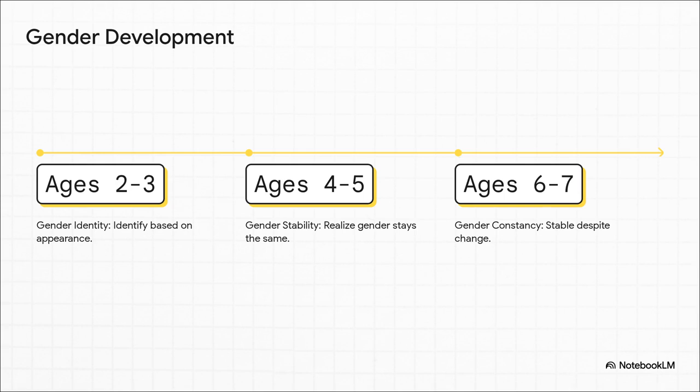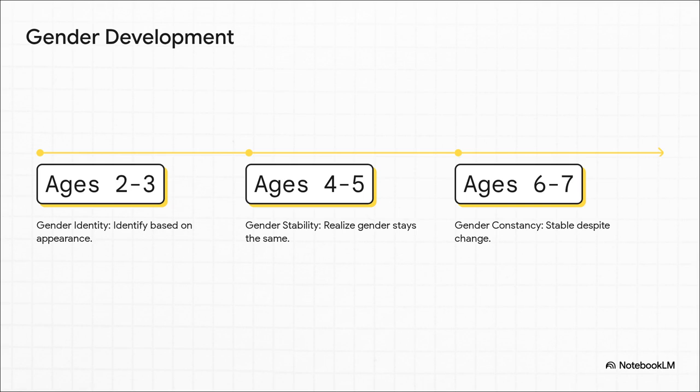Then, around ages 4 to 5, the brain matures and hits gender stability. They realize gender stays the same over time. A boy becomes a man, a girl becomes a woman. But the final puzzle piece doesn't click until ages 6 to 7. Kohlberg calls this gender constancy. This is the massive cognitive leap where a child realizes their gender is totally stable even if their outward appearance changes. A boy realizes he's still a boy even if he plays with a doll or puts on a dress.